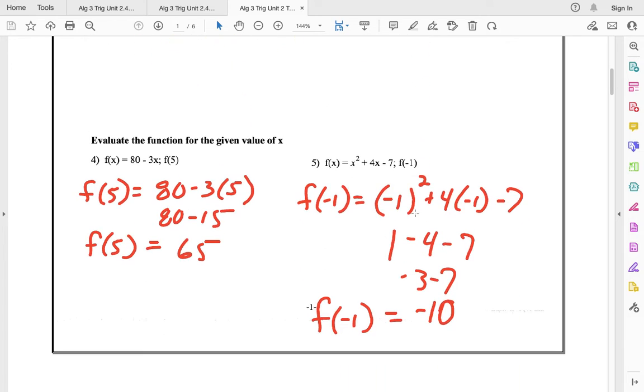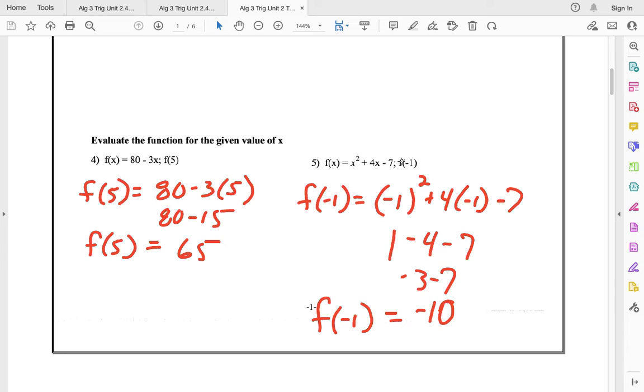Okay, for 5 and 6, we're plugging in the value they give us. This is asking us to evaluate this function for f of 5. So we're going to plug in 5 for x. Do not touch the left-hand side. We're only calculating on the right-hand side, and we're still following the order of operations. So we're going to multiply, then subtract, and it is proper to write your answer like this. So f of 5 equals 65.